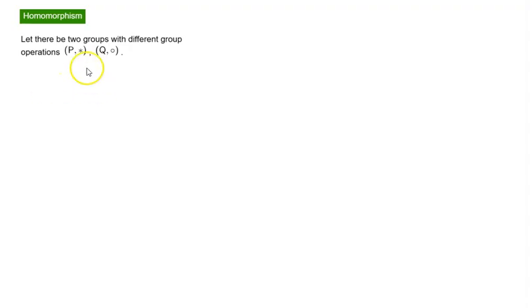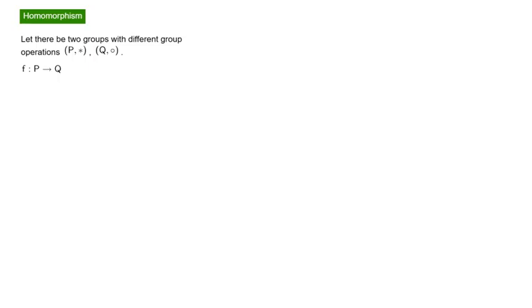Now, these operations star and composition that we have here are applicable in their individual groups. The operation star takes care of the binary operations between the elements of P. Similarly, composition takes care of the binary operations of elements of Q. But what happens if we want to set up a relationship between P and Q, between two groups? Then we still have a function, but we call it a homomorphism.